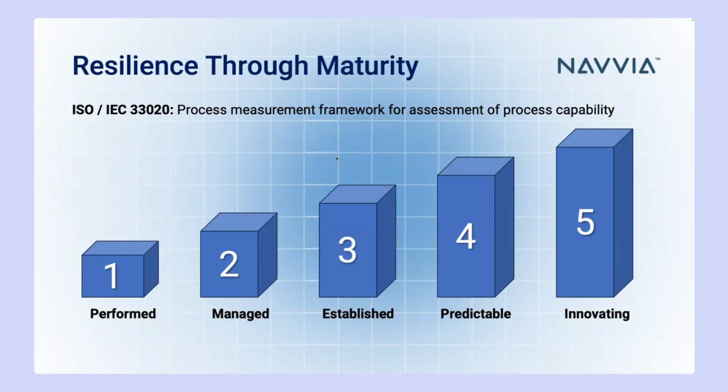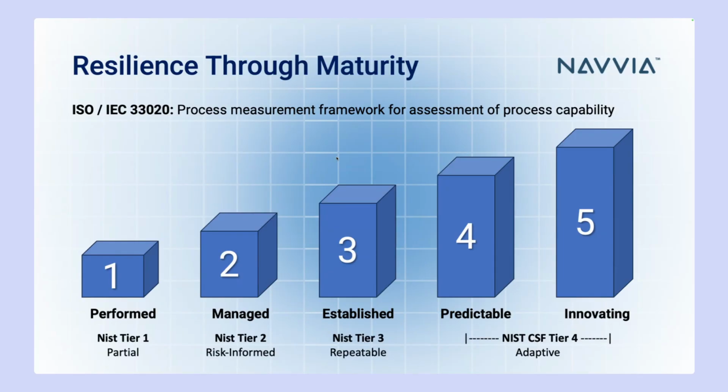The NIST CSF tiers look at it in terms of 4 levels, but that maps directly to this maturity model. Are we partially implemented? We have some of the basic activities in place, but we're not really going much further than that. We're risk informed because we do manage the process. It's repeatable because it's well established. And then through analytics and innovation, the process becomes adaptive. So that's a mapping of the NIST tiers to a capability maturity model.